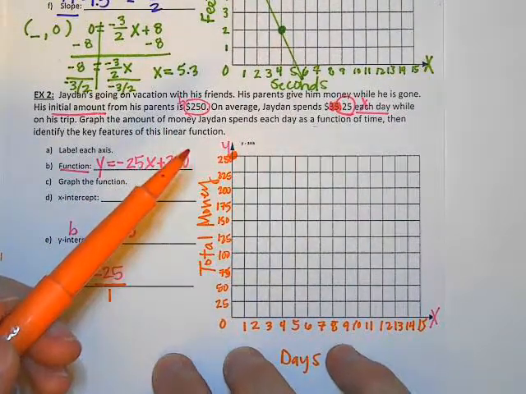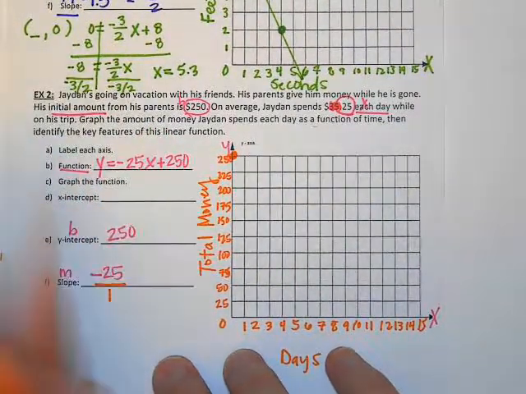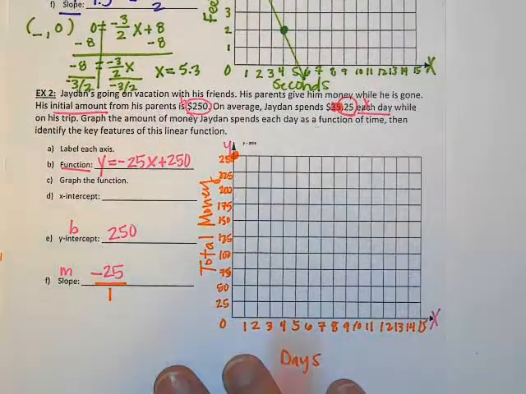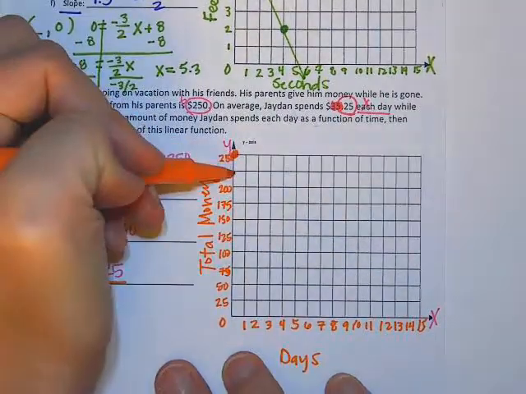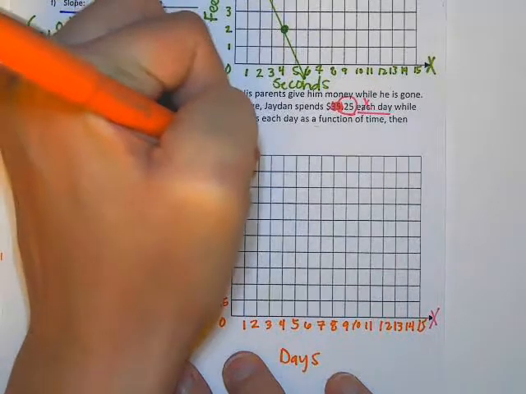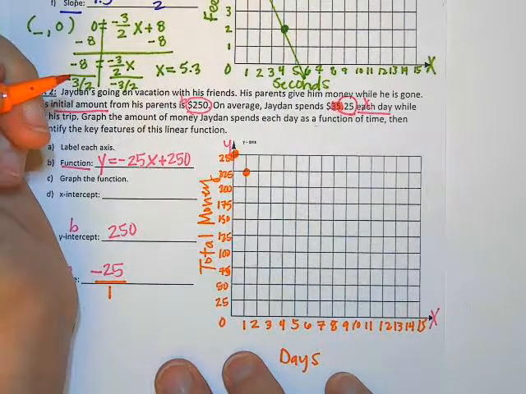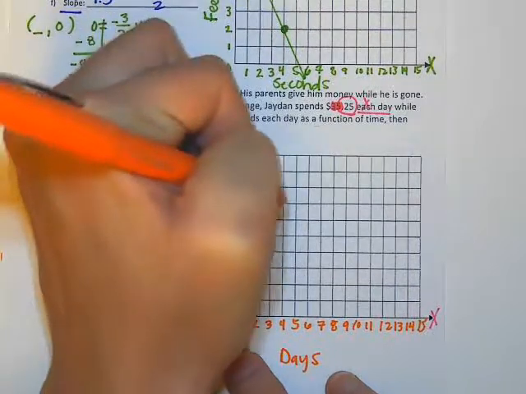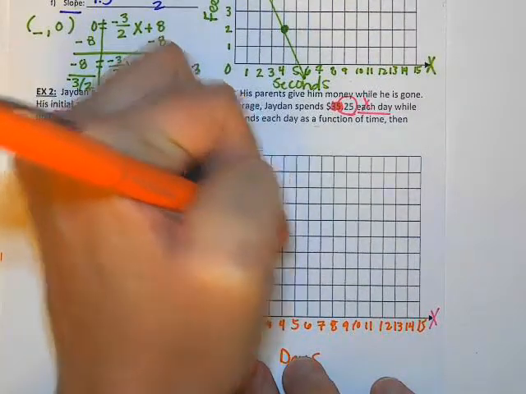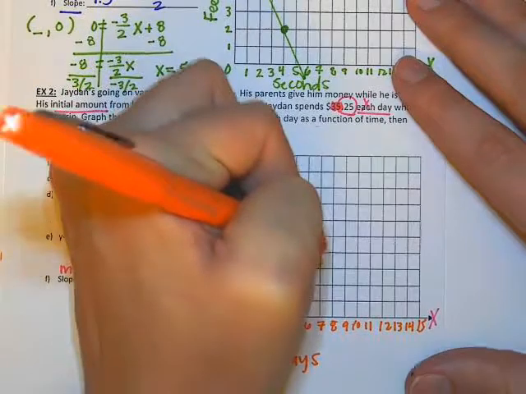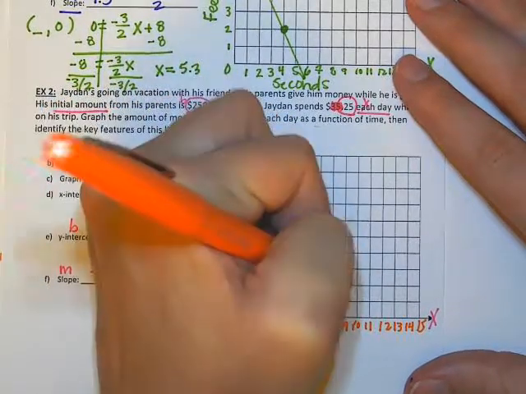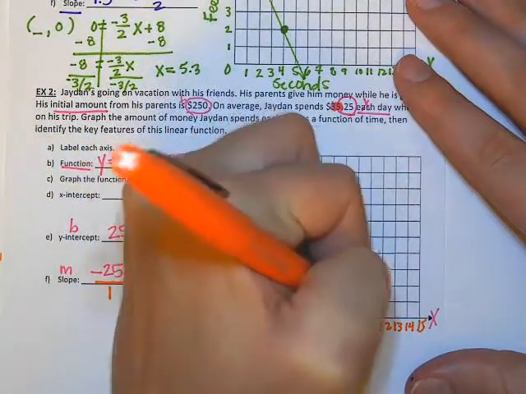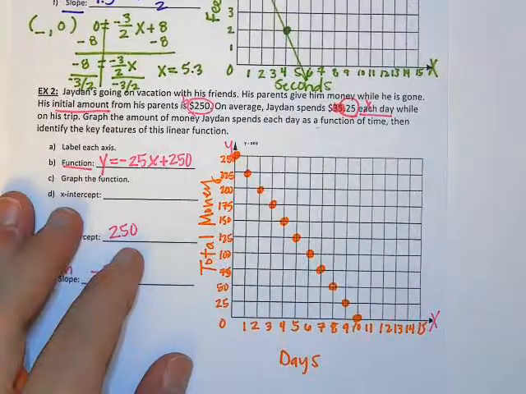Then my run is going to go over how many? 1. Now these are counting by ones. So I'm going to go down 25 over 1. Everybody with me? And do it again. And draw your line.